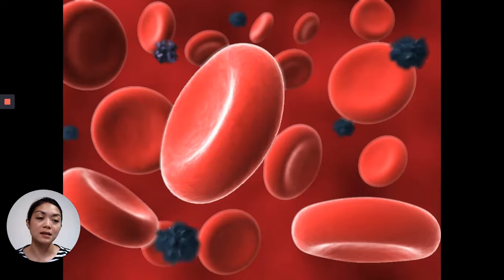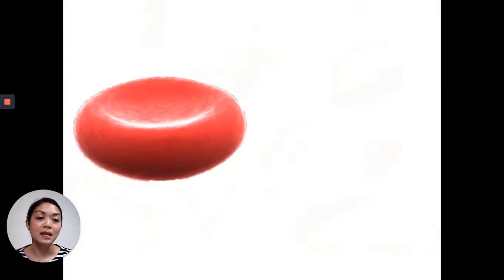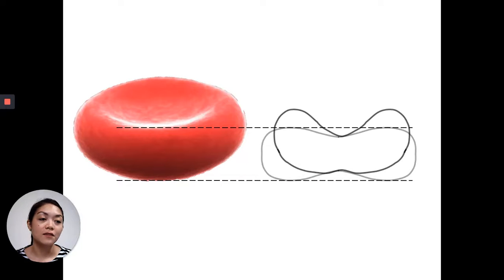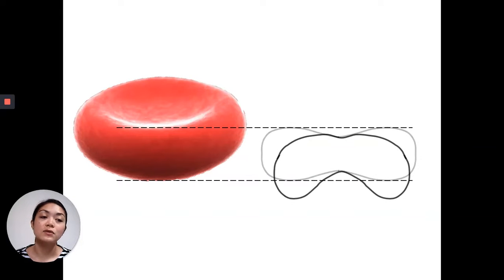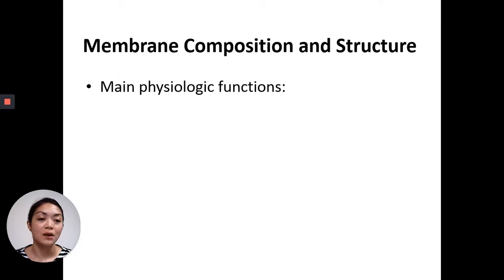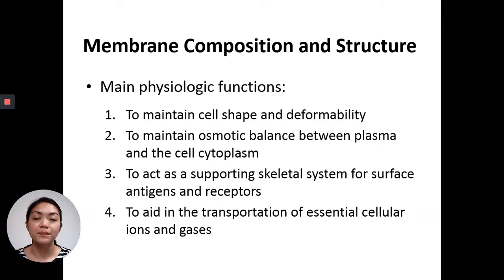Okay, so that's the illustration of our red blood cell. And side view, it has two biconcavities. And the purpose again of the biconcavity is to allow it to stretch or flex without damage. Okay? So let's go now to the composition of the membrane of the red blood cell. For the functions first, the purpose is to maintain the shape and its deformability, to maintain its osmotic balance.